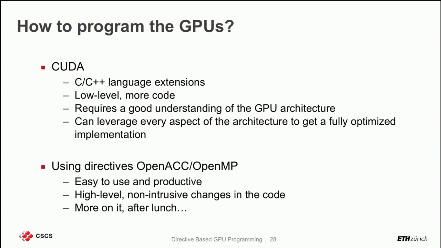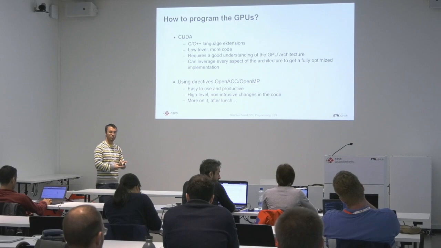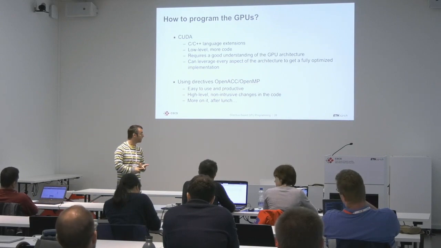But on the other hand, since you have control of the shared memory and these different texture memories, you can do your own warp scheduling somehow. You can do lots of optimizations. It can give you higher performance, at the cost, of course, of more effort. The purpose of this course, though, is to see the easy way, which is also efficient, I would say, which is using directives like OpenACC or OpenMP 4.5. In this course, we're going to cover OpenACC. It's easy to use and productive.